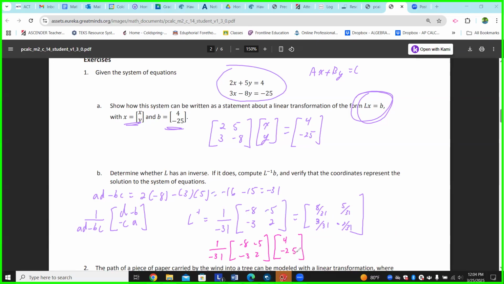So on the test, it's going to ask you, does it have an inverse? If it does, find the inverse. Then part 2 of that question is going to be, now use the inverse to find the solution. So you got to be able to get to this point and then be able to utilize it to then find the X and the Y.